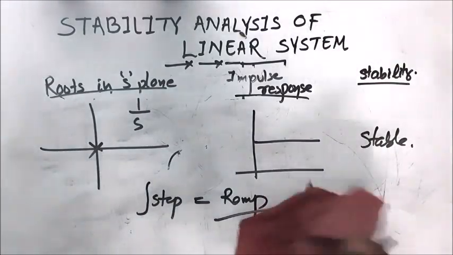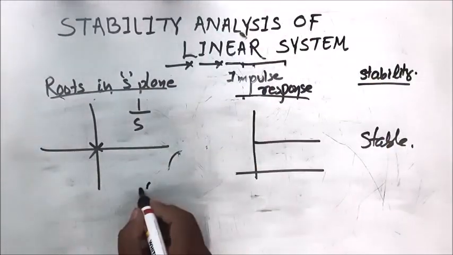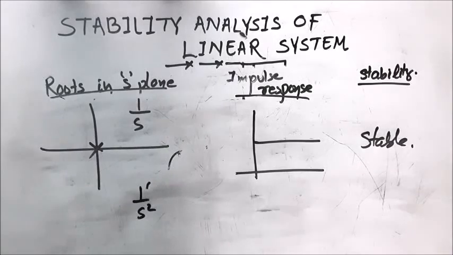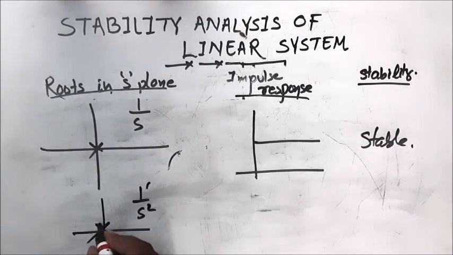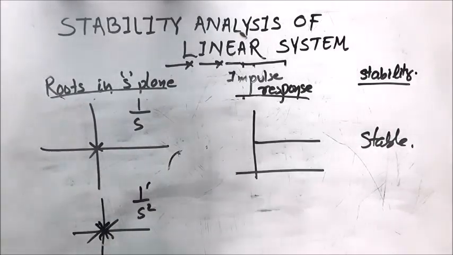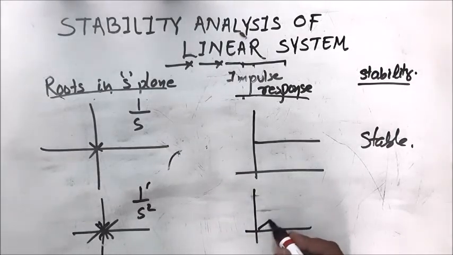That means it is very clear that if the system is 1 by s square, there are two values of s at the origin. So one is here, one is over that, so there is more than one pole at the origin. So the integration of the step signal becomes the ramp signal.